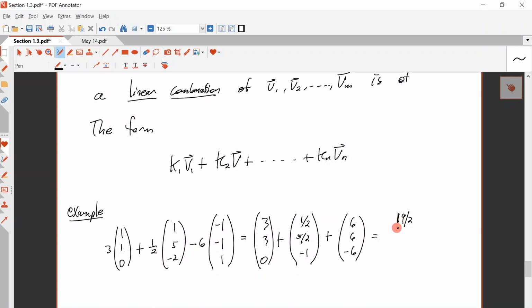So that's 9 and a half, 19 halves. Then 9 plus 5 halves, so 5 halves is 2 and a half, so it's 11 and a half, 23 over 2. And then 0 minus 1 minus 6 is minus 7. All right, so that's a linear combination. Did I get the arithmetic right? 9 plus 5 halves is 11 and a half.